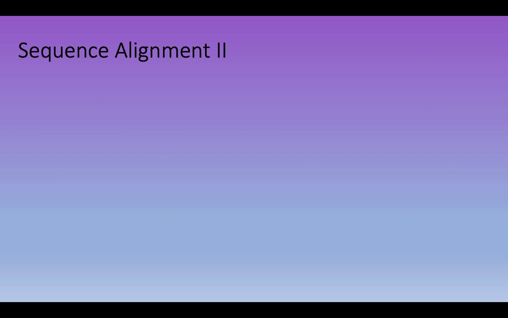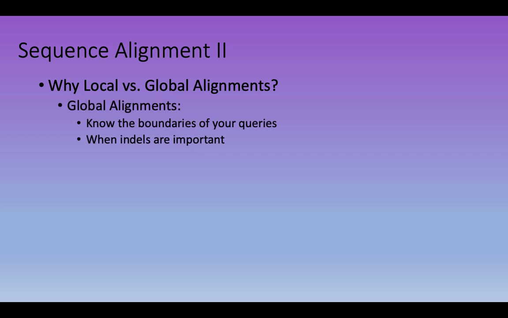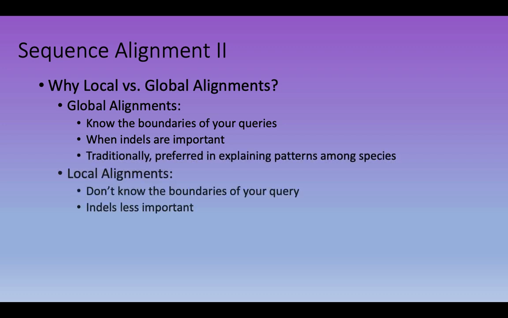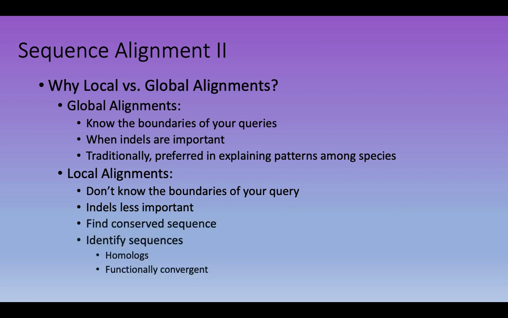So, last class we talked a little bit about local and global alignments. Global alignments are when we know the boundaries of our queries, and generally we think indels are important. We use them a lot when looking between species. Local alignments are where we don't really know the boundaries of our query, where we're not really concerned about indels, and are particularly useful when trying to find conserved sequences or identify sequences either homologous or functionally convergent because of these shared characters.